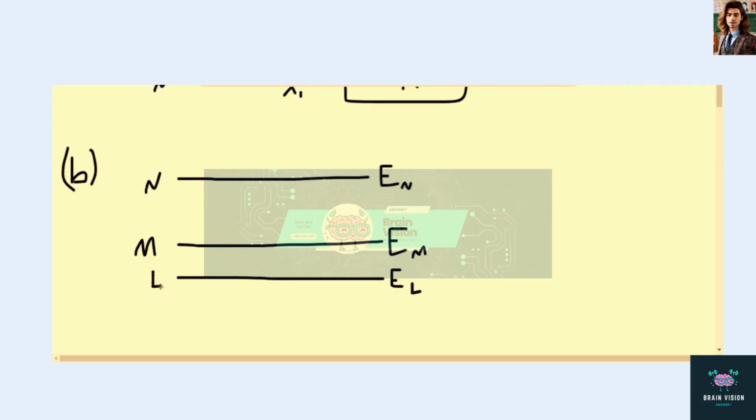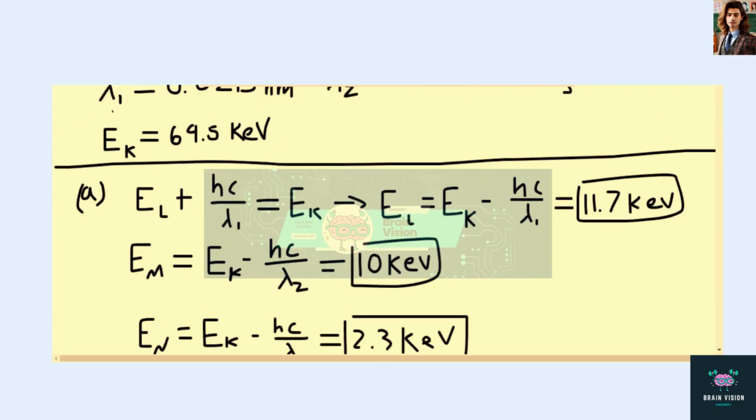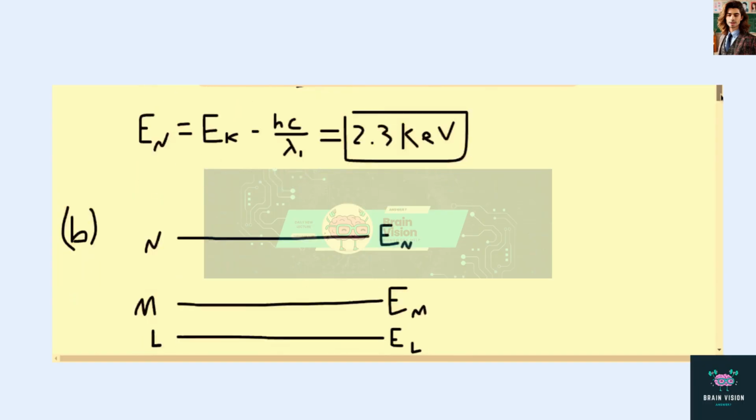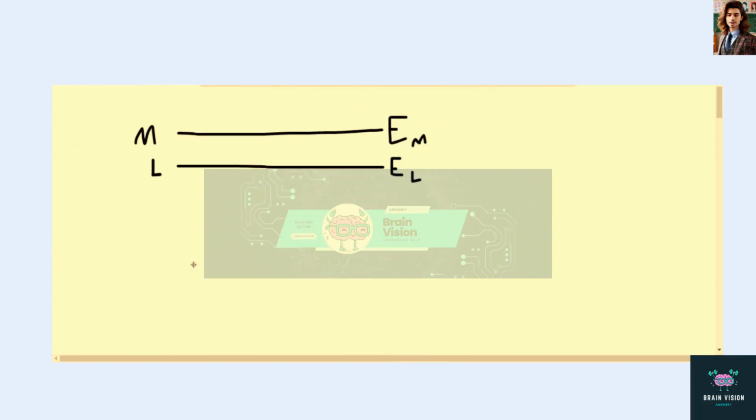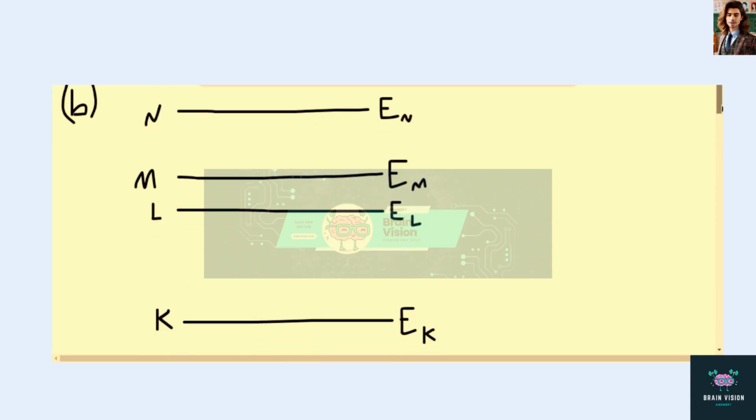So it's the L shell. And then the last one was E sub K, which we were given in the very beginning to be 69.5 keV. It's the farthest one from all of these, so we can go up a little bit farther and draw it here. This is the K shell. So that's what our diagram would look like.